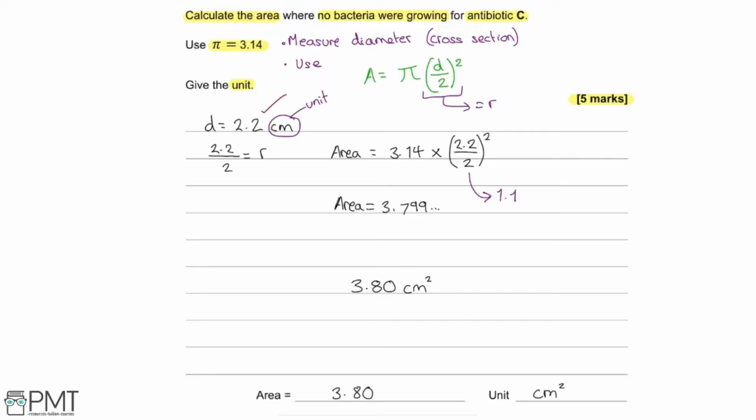With 1 mark for a correct diameter or radius measurement, another for remembering your formula for a circle and correctly plugging it in, and the last 2 for your numerical answer and the unit.